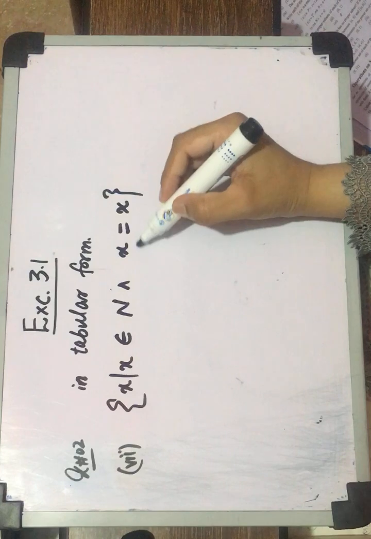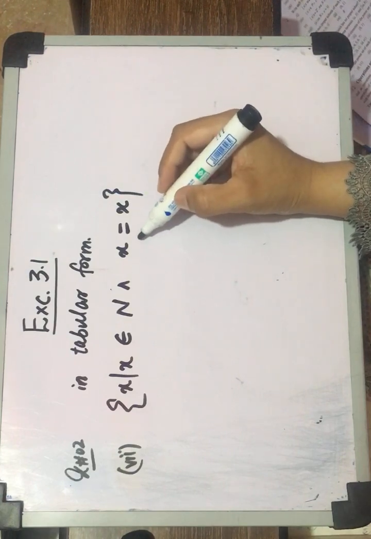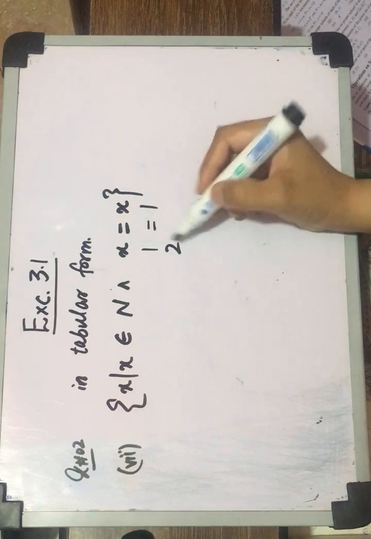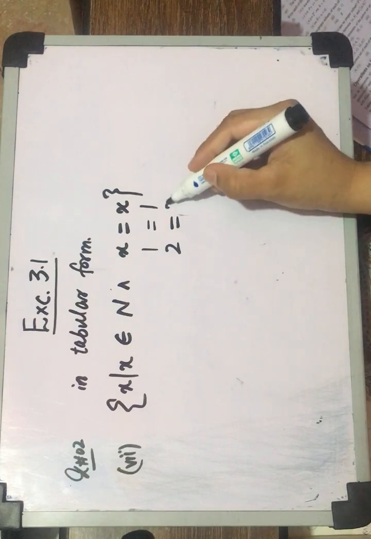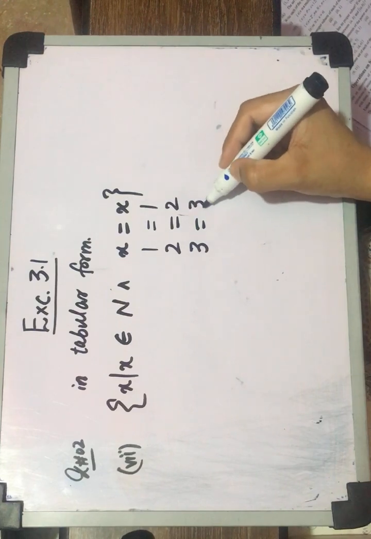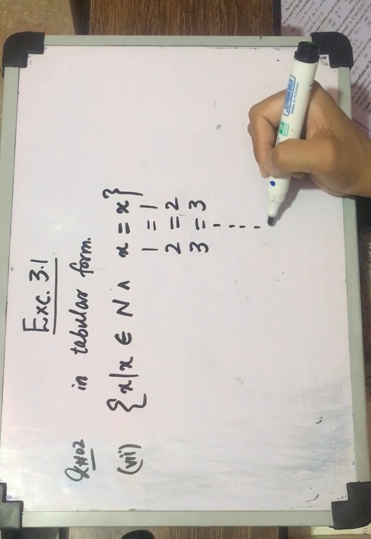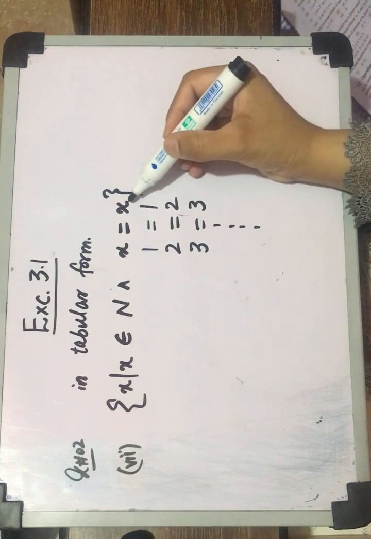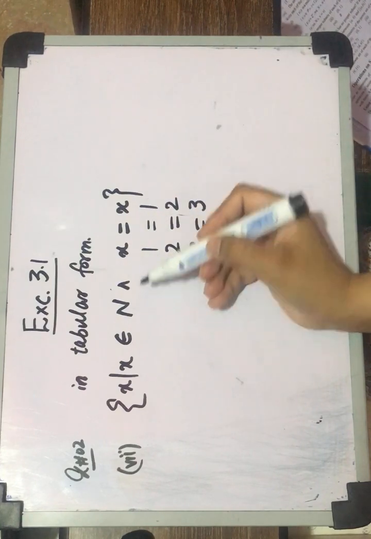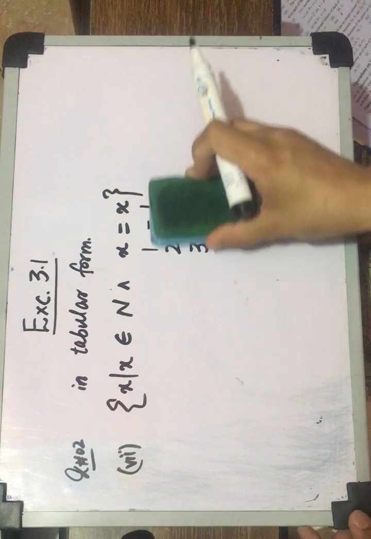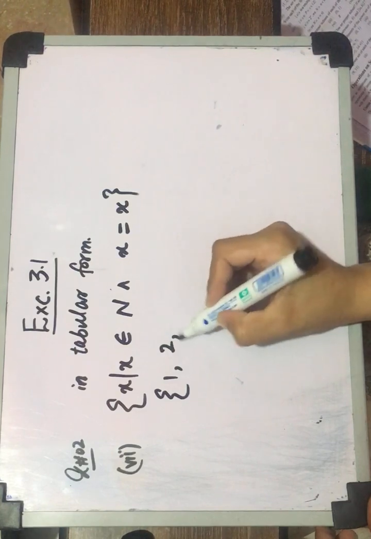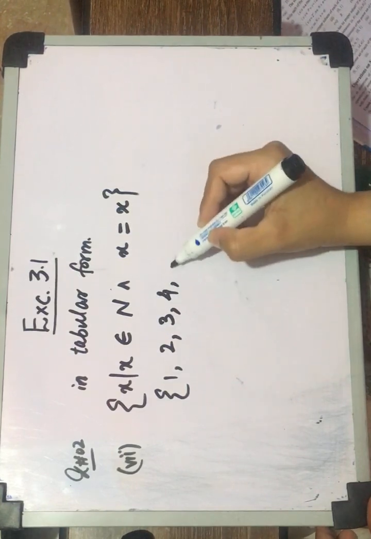It is clear that this is x is equal to x. If we take x is equal to 1, then we have 1 is equal to 1. If we take x is equal to 2, we have 2 is equal to 2. If we take x is equal to 3, then this will also be 3, and so on. It means this equation is satisfied for every element taken from the natural set. So what would be its tabular form? Its tabular form is just 1, 2, 3, 4, and so on.